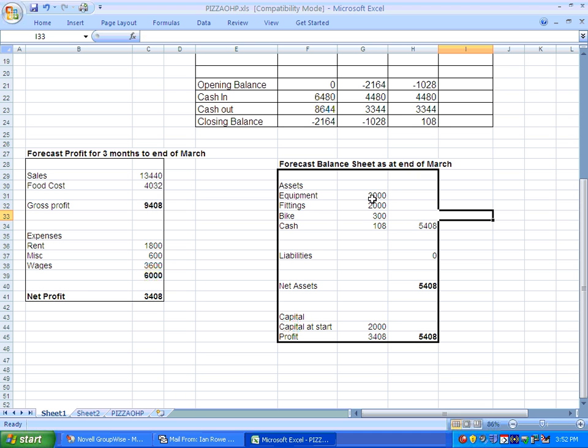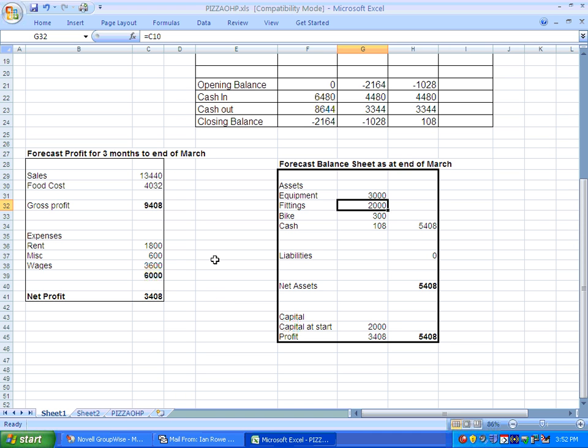Some of you might be saying, fair enough, that the fittings and the equipment after 3 months would be second hand, so you wouldn't get as much. That's true. We always have to look at a business as though it's a going concern, i.e. it will continue. So those equipment and fittings are going to be useful for the business, and we can value them at what they're worth to us, rather than the trade-in value if we went bankrupt and had to sell them in a hurry. And there's your balance sheet, and there's your profit for the first 3 months.